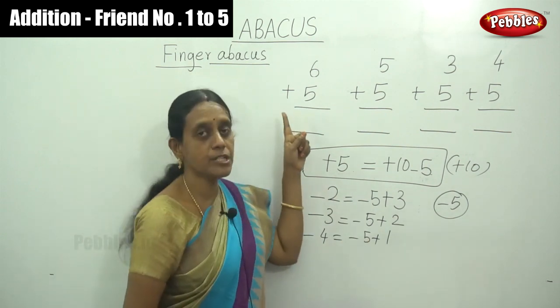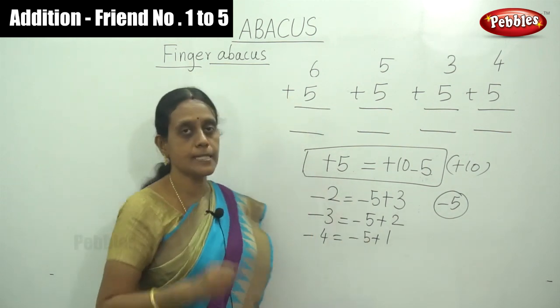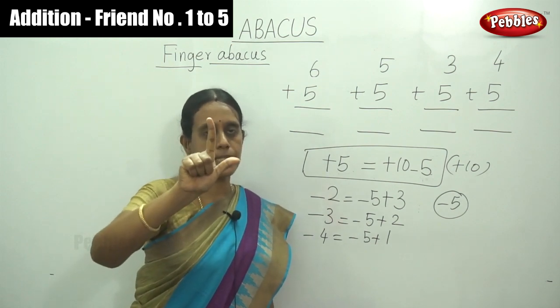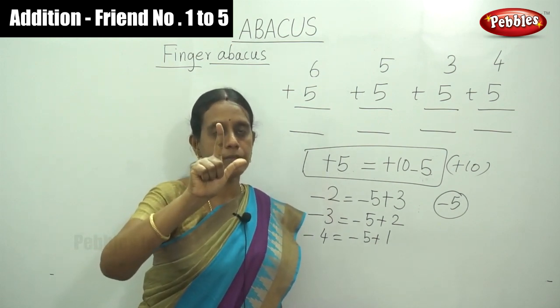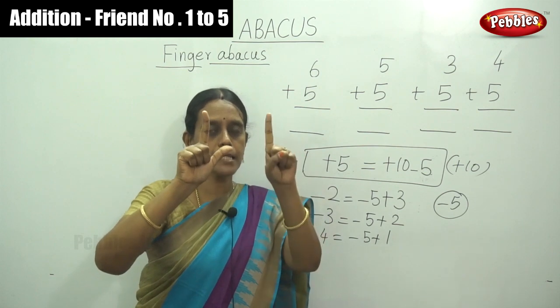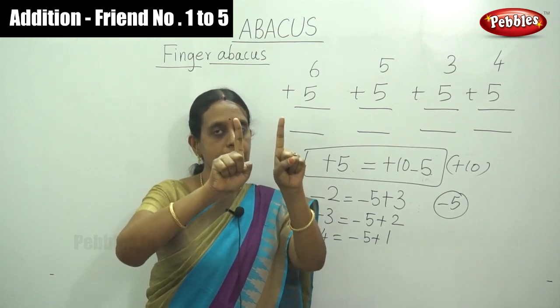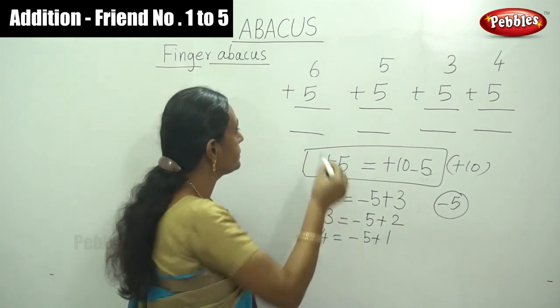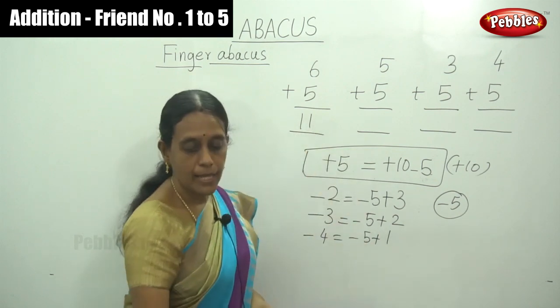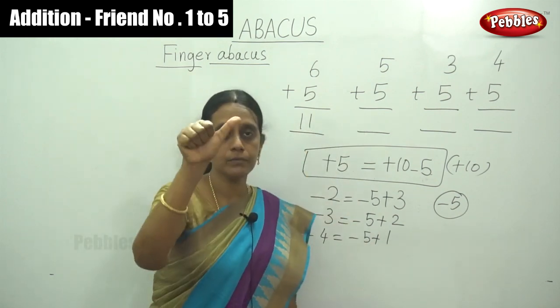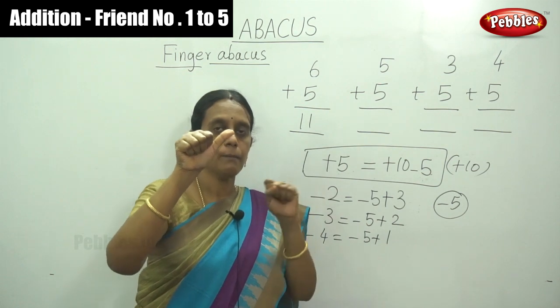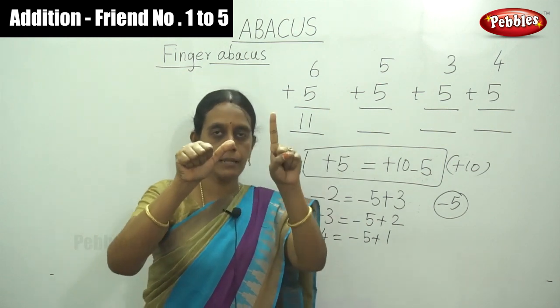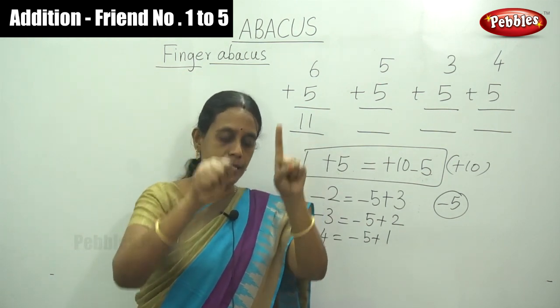Let me start our addition sum, children. That is 6, and plus 5. Plus 5 means plus 10 minus 5. The answer is 11. And here that is 5. 5 plus 5 is plus 10 minus 5. The answer is 10.